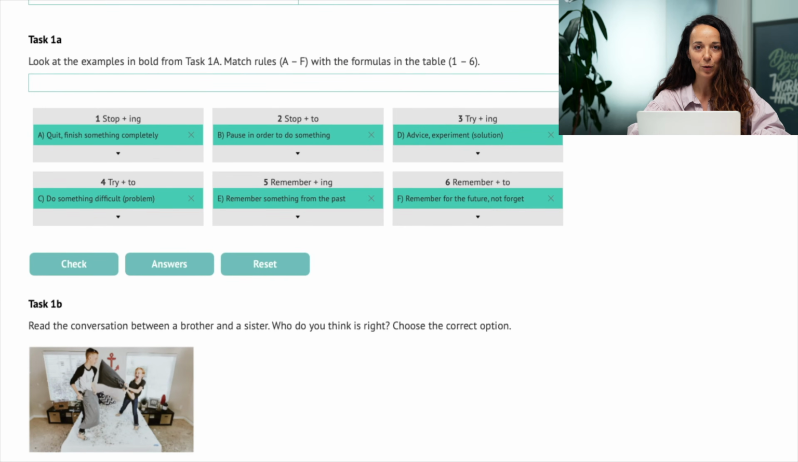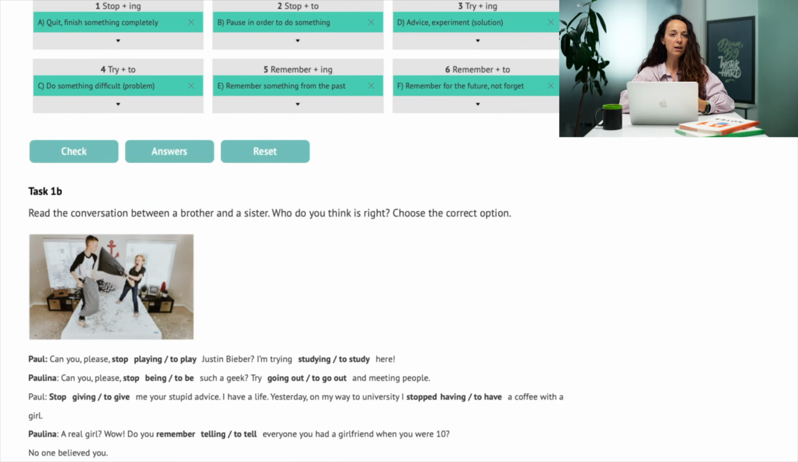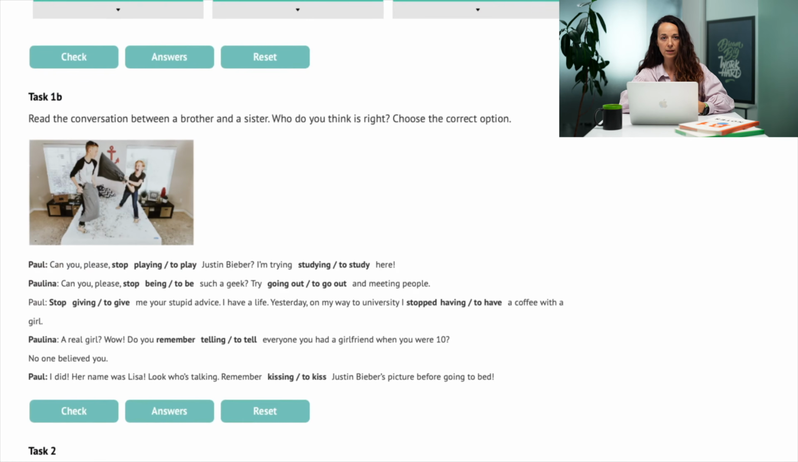Got everything right? Great. Let's move on to task 1b. In this task, we've got a conversation between a brother and a sister. They use the verbs stop, try, remember quite a few times. Your task is to choose the correct verb form out of these verbs, verb ing or to verb. You've got 7 minutes for the task. Please don't press check when you finish.